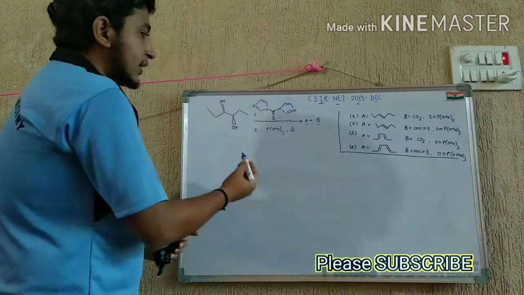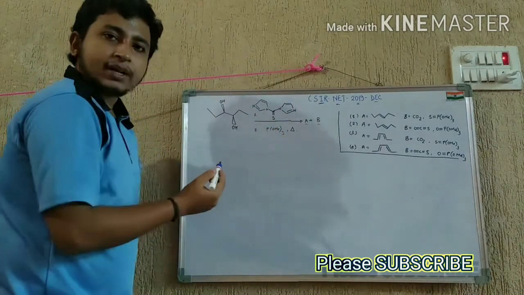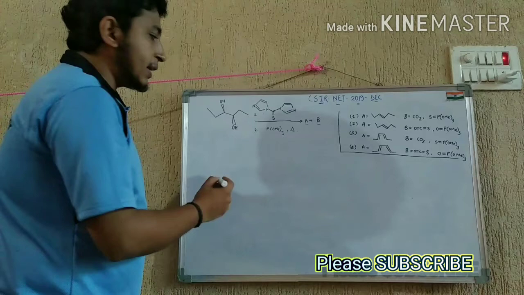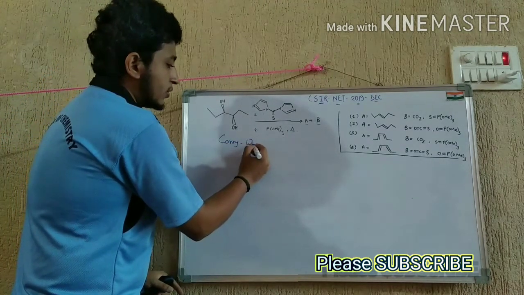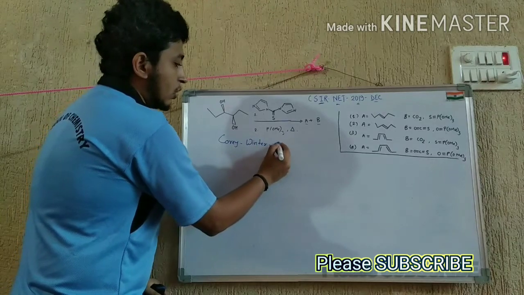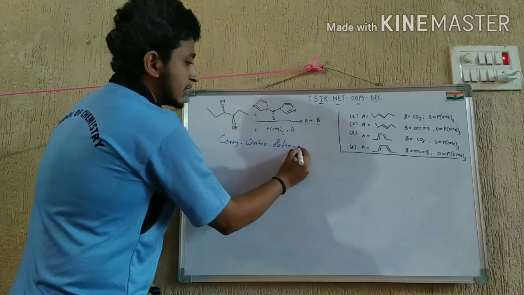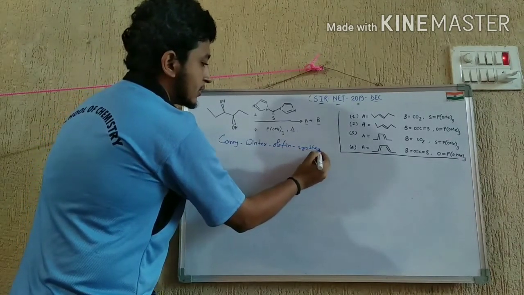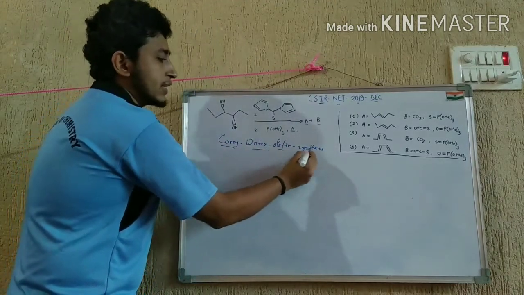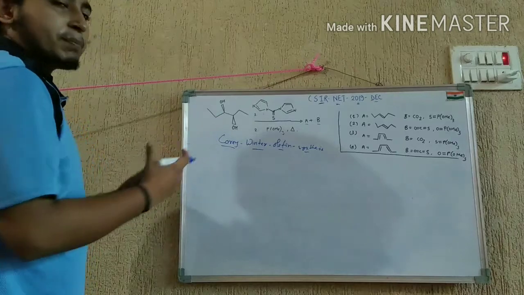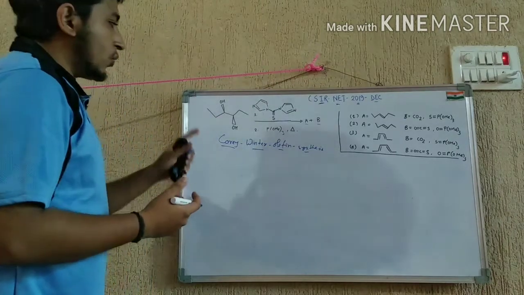So guys, let's start. Seeing this reaction condition, we understand this reaction is actually a named reaction, known as the Corey-Winter olefin synthesis. So guys, this reaction name is Corey-Winter olefin synthesis. In this reaction, a particular mechanism is there. So what is the mechanism?